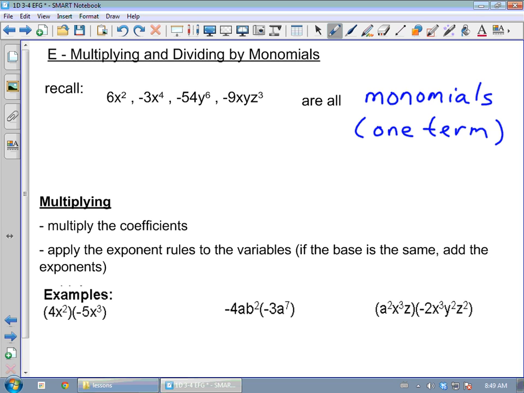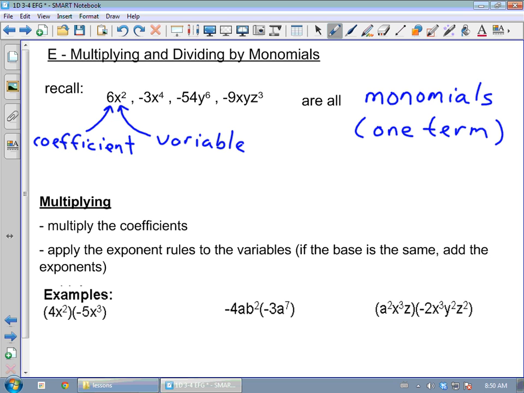Okay? Now, in this single term, we have a couple of parts. If we look at 6x squared here, we've got the 6, we've got that x. What special name do we give that 6? It is called the coefficient. And what do we call the x? We call that the variable. Good. So we've got a coefficient and we've got a variable.